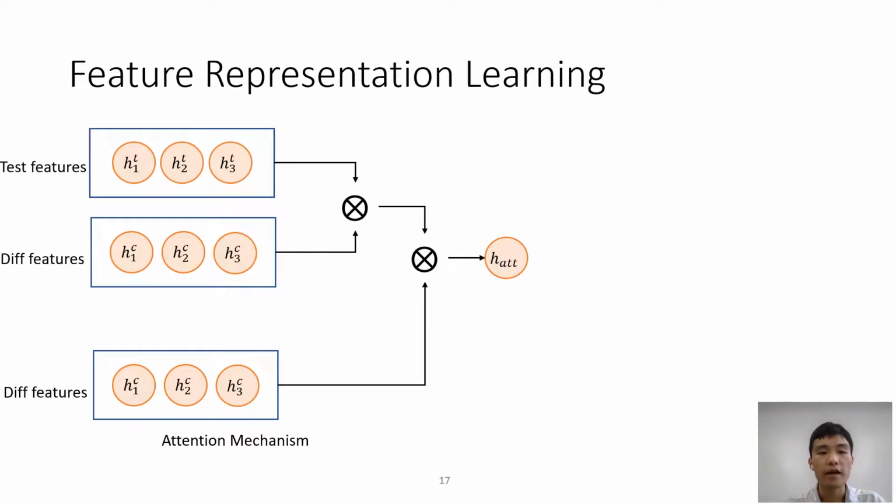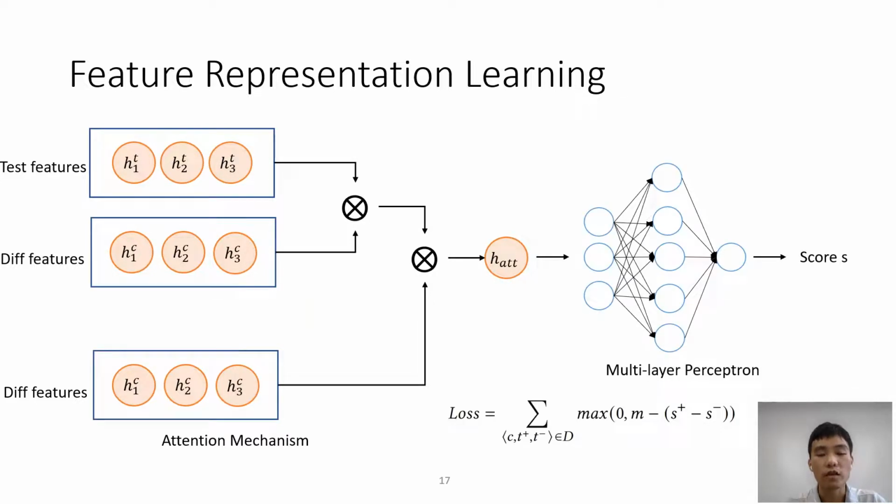We apply an attention mechanism, which is widely used in machine learning areas such as computer vision and natural language processing, to learn a representation that captures the mutual relation between two vector representations. In our ML-based RTS model, we use attention mechanism to get a vector representation from test feature vector and a code diff feature vector. Then, we feed the learned representation into a multi-layer perceptron network, which is a neural network with two linear layers and a ReLU activation function with sigmoid function to output a score between 0 and 1.